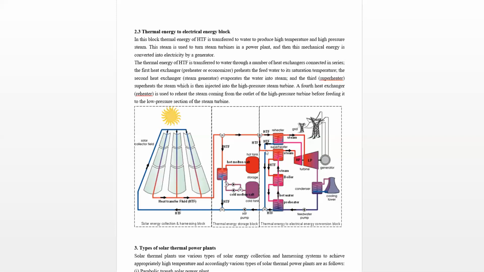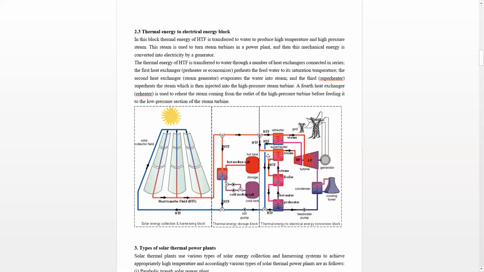This blue line shows the low temperature fluid, and this red line shows the high temperature fluid. So after giving the heat in the reheater, the temperature of the heat transfer fluid goes down, and it comes down. Again, it moves to the left towards the solar collector field area, right?